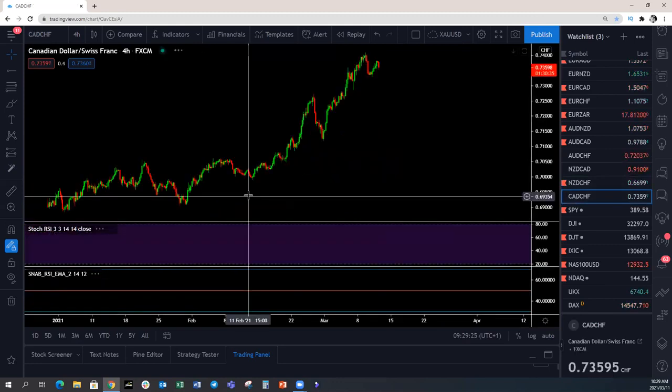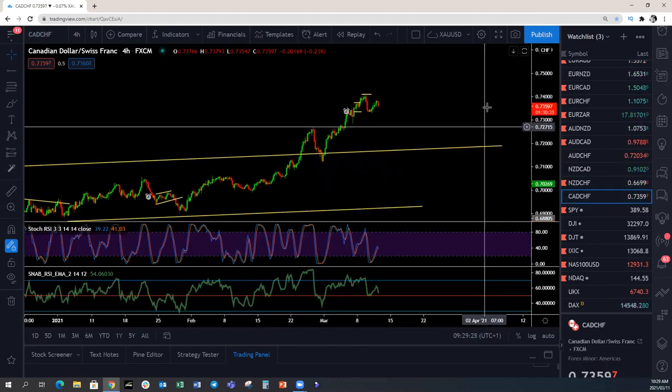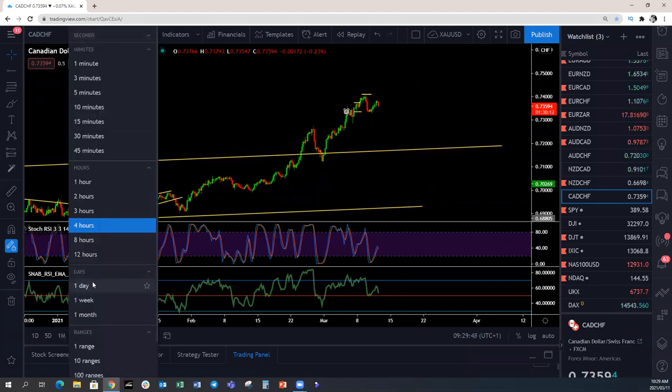CAD Chief. Now, CAD Chief, as I said yesterday, I'm actually very happy that this is happening. I want to get a trade on CAD Chief to the upside because the long-term move on the CAD Chief is looking upside. I want to get an entry here, which you can hold for another 500 pips or so.